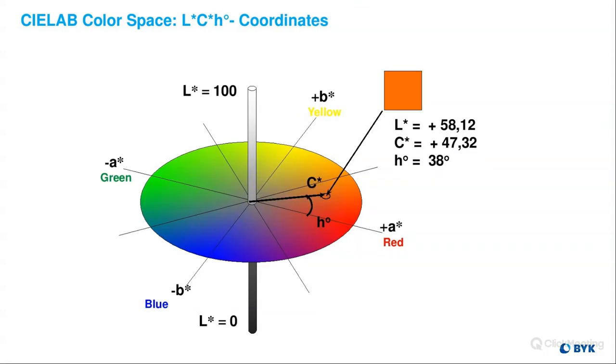And then for the LCH coordinates, we have an orange color with an L value of 58, which is pretty much in the middle, a C value or chroma of 47.32, and a hue angle of 38. So the 0 angle for hue is that red axis where it says positive A in red. And then when you go counterclockwise, you're going from 0 to 360. So the different areas have different coordinates, and that's how you figure out what your hue is.